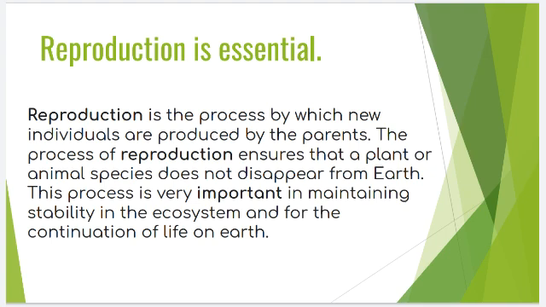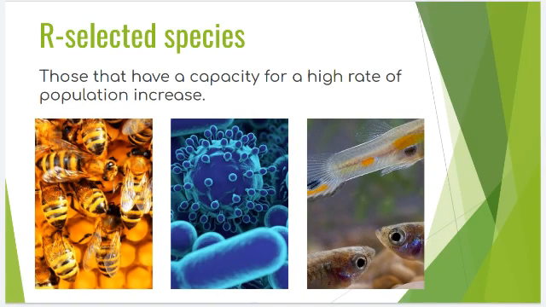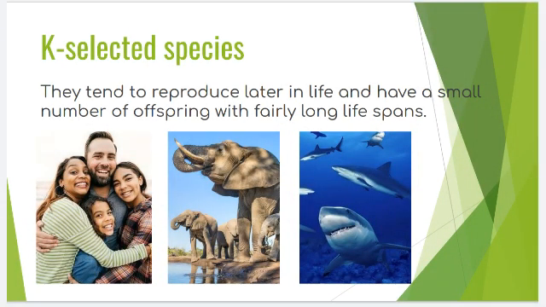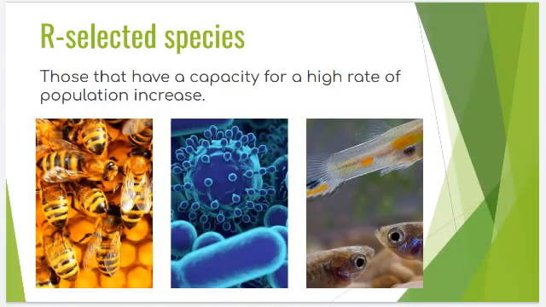of reproduction ensures that a plant or an animal species does not disappear from Earth. This process is very essential in maintaining stability in the ecosystem for the continuation of life on Earth. In this part, I will discuss two species, the R-selected species and the K-selected species. I would also discuss the reproductive pattern of these two species, starting from the R-selected species.